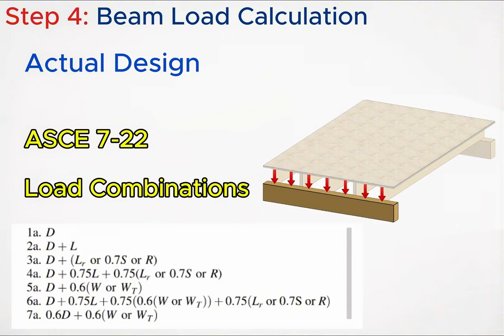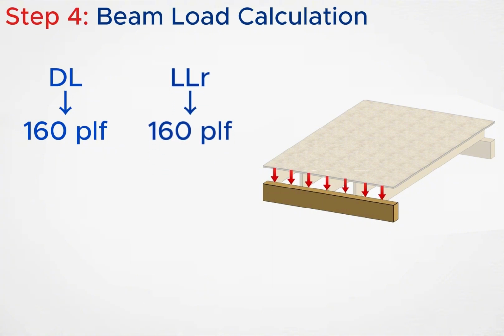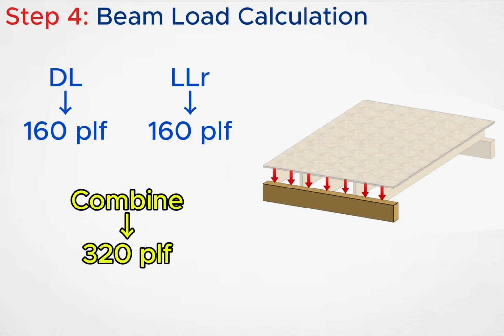Now let's pause for a second. Notice something important. We did not convert the total load. Instead, we converted each load separately. Dead load became 160 PLF. Roof live load became 160 PLF. Then we combined them. This is exactly how engineers think about loads.